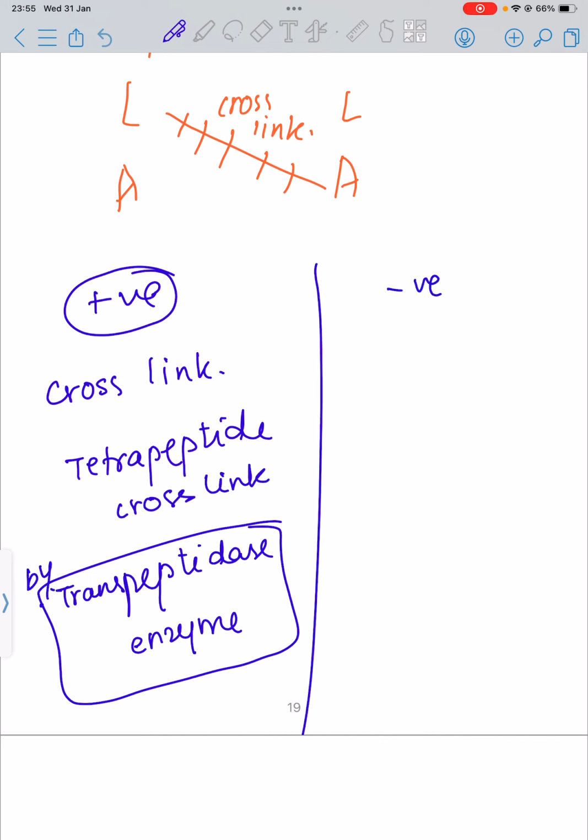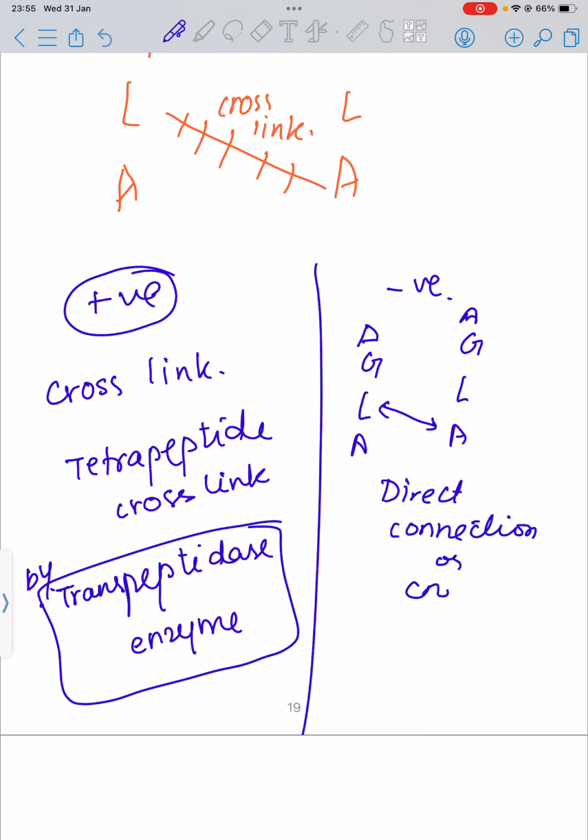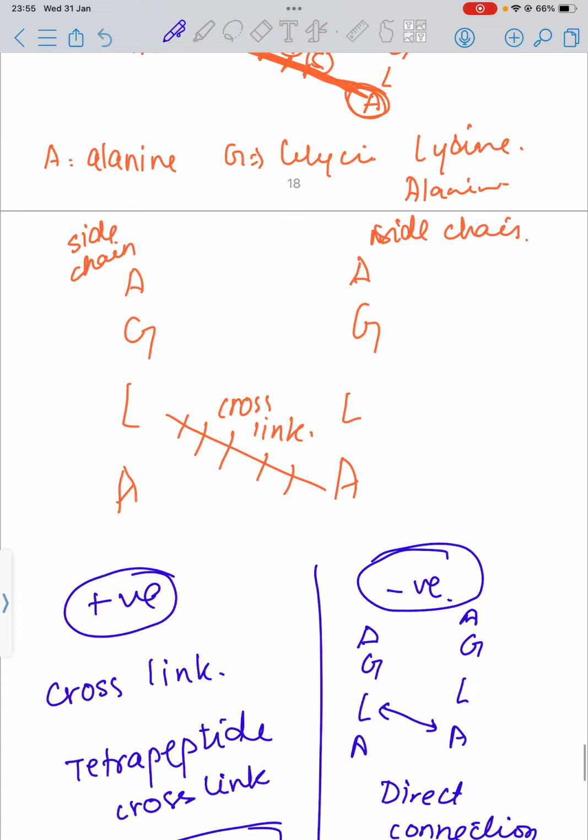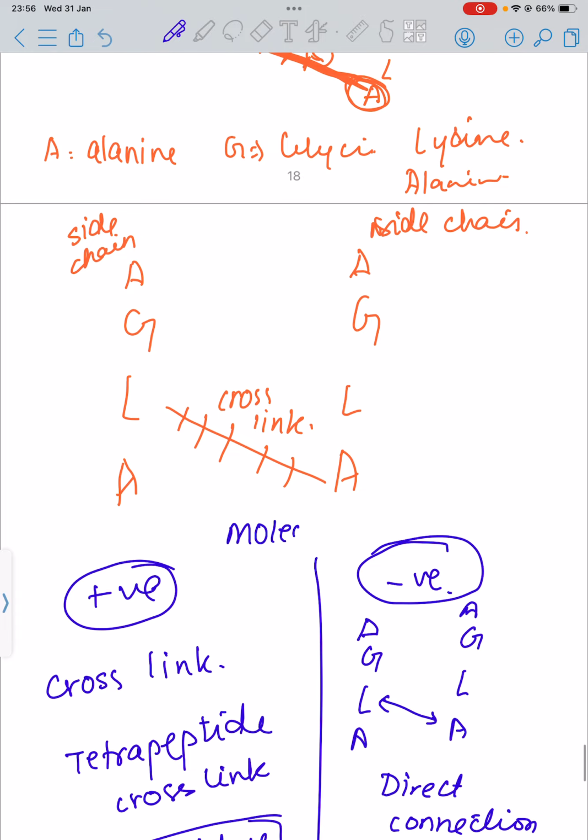But in case of gram negative, mind you, AGLA can be connected directly. Direct connection or crosslink. No peptide bridge. So this is a very big difference seen at the molecular level.